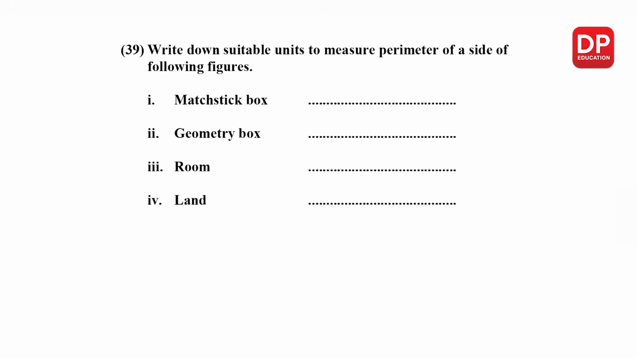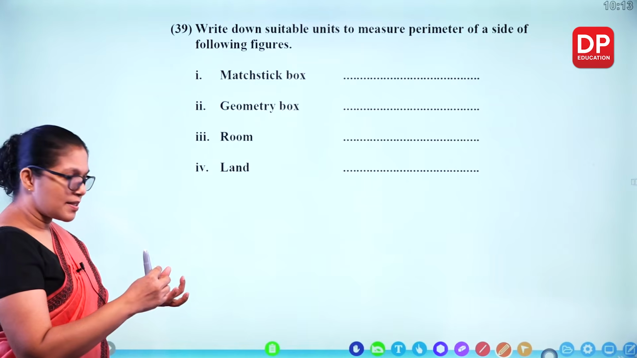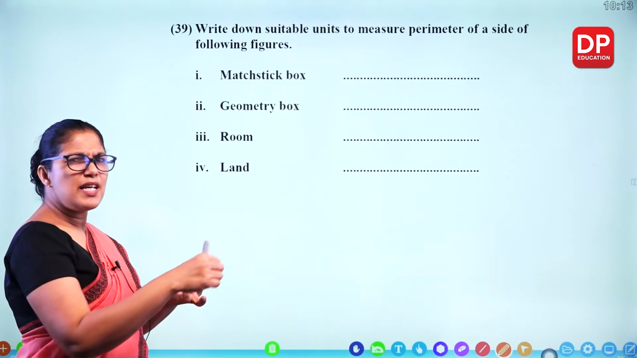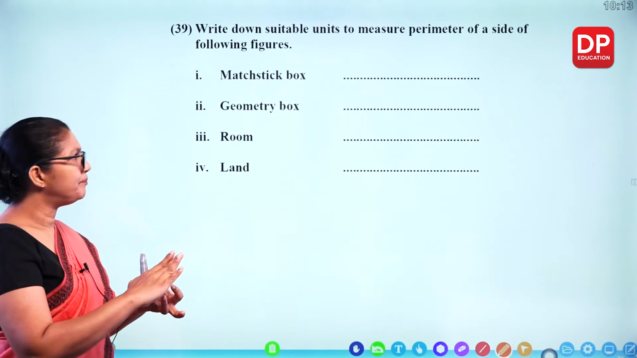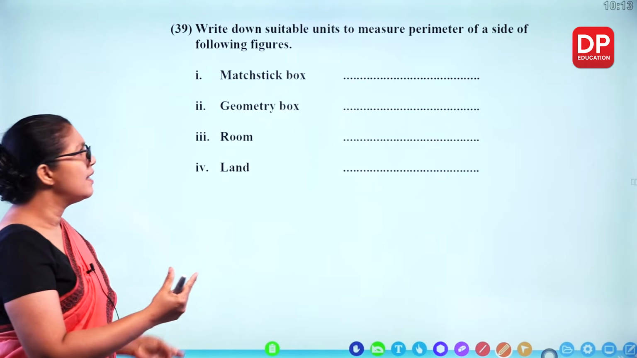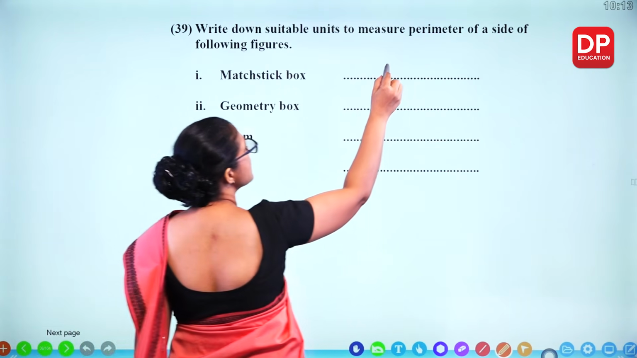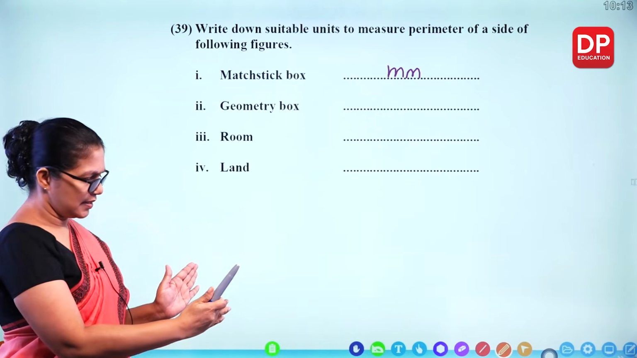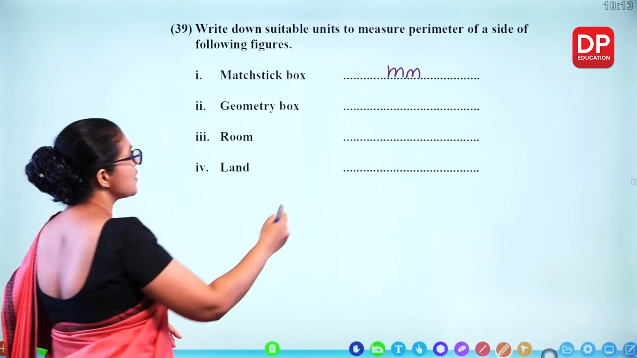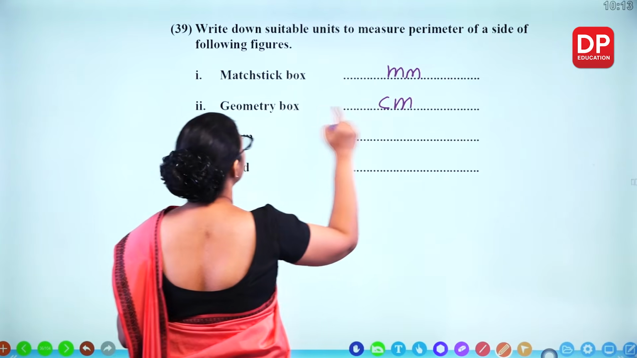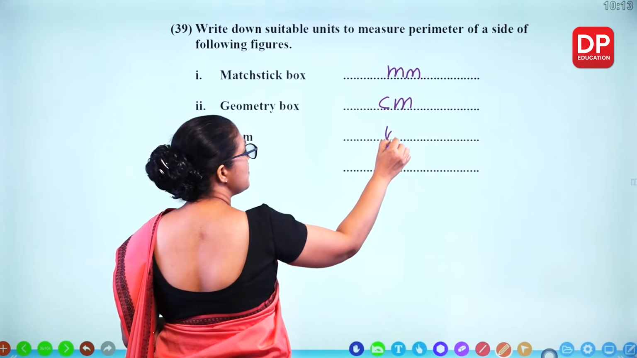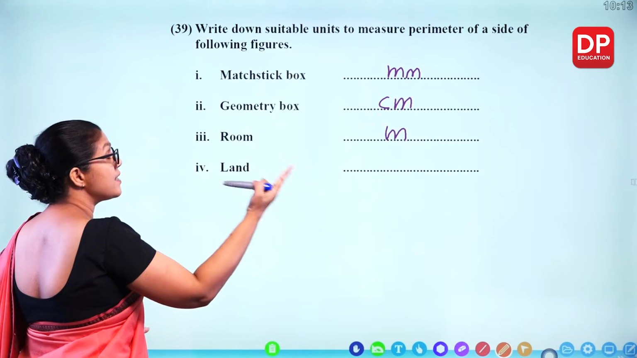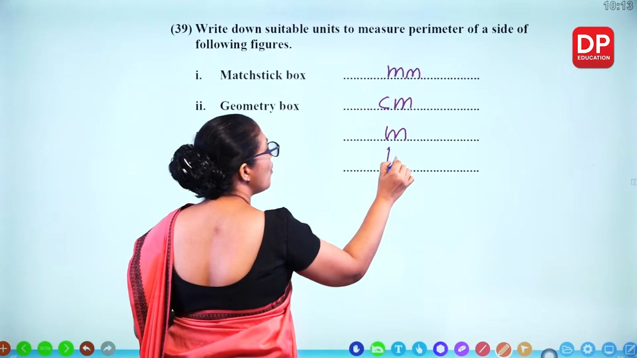Write down suitable units to measure the perimeter of a side of the following figures. So matchstick box. We want to find out the perimeter of one side. That's very small. We can use millimeters. Geometry box. You can use centimeters for that. Room, you can use meters. And land, it's big, so kilometers.